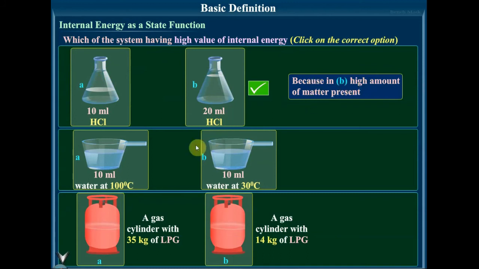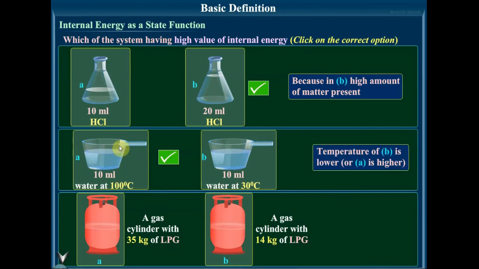Second, you can find here there is 10 ml of water at 100 degrees Celsius and 10 ml of water at 30 degrees Celsius. So which is having more internal energy? The greater the temperature, the more is the energy. So the temperature of B is lower, so A will have higher energy.